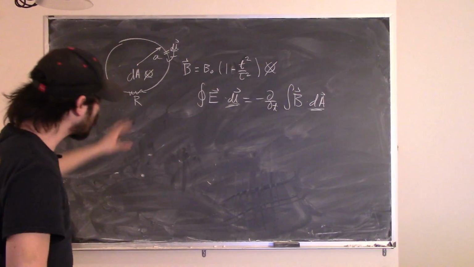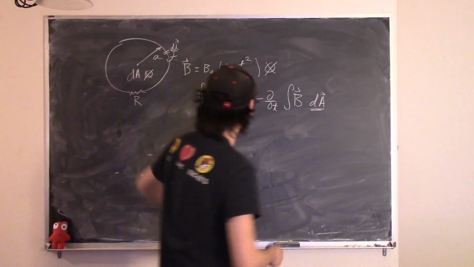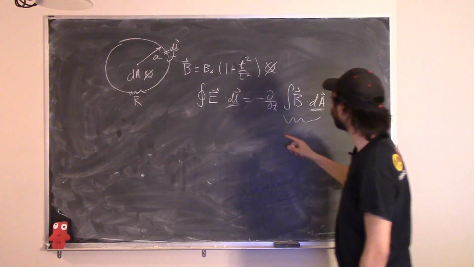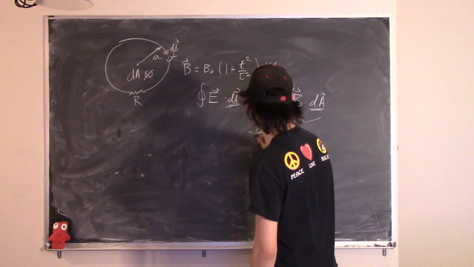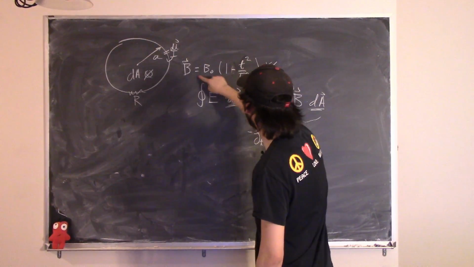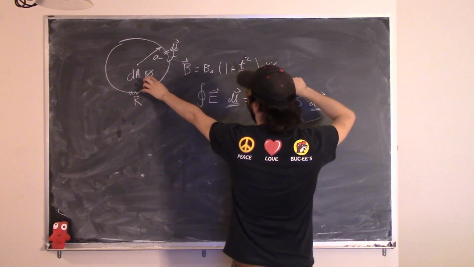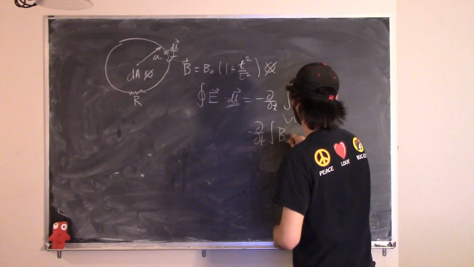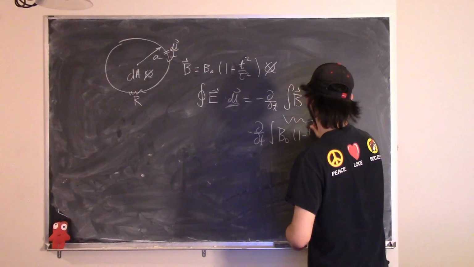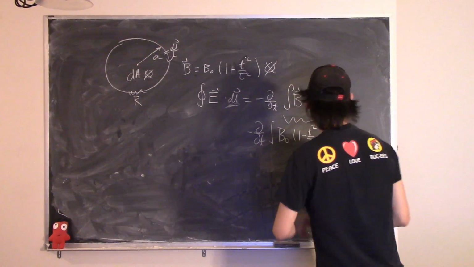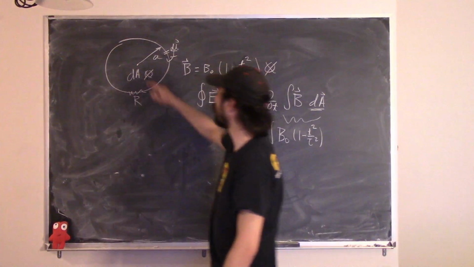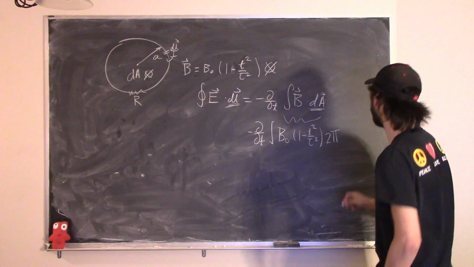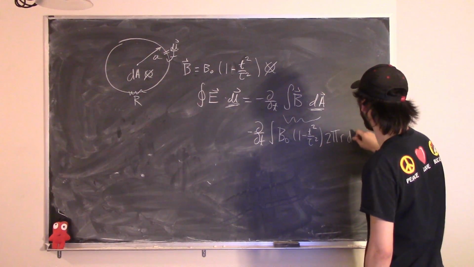Now that we have that, we can evaluate the right-hand side of Faraday's law. That's the negative partial derivative with respect to time of the integral. When I take this dot product, because this goes in and this goes in, this is just B0 times 1 minus t squared divided by tau squared, times dA. Because this is a circular loop, dA is going to be 2 pi r dr.